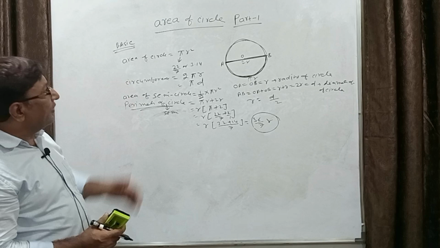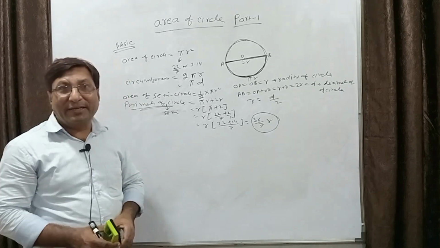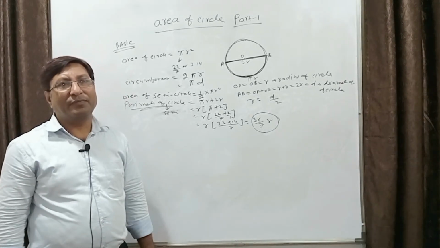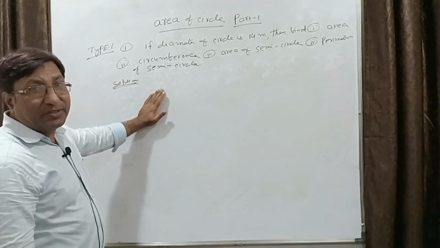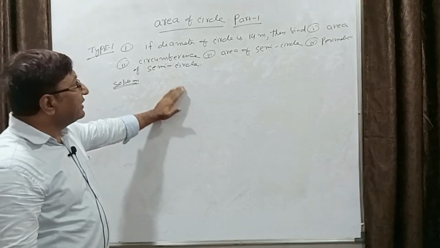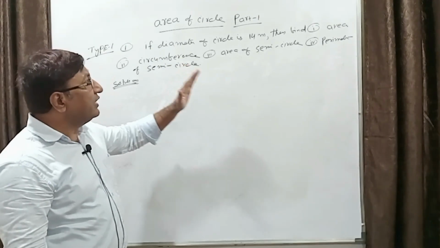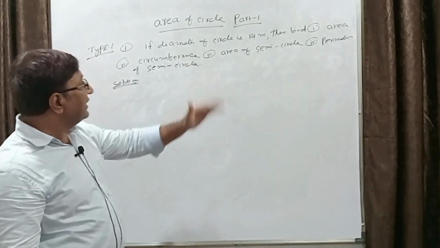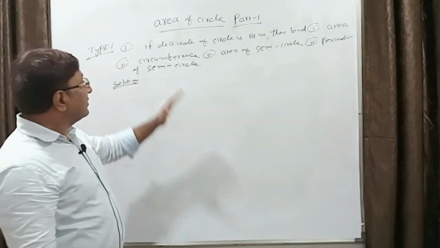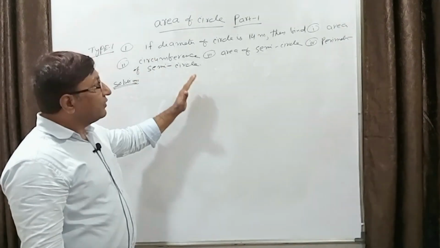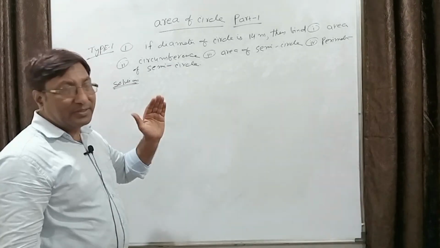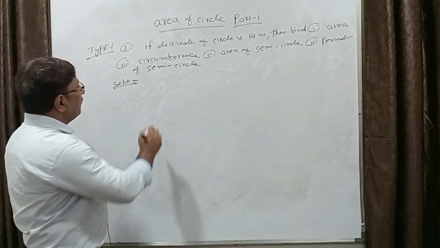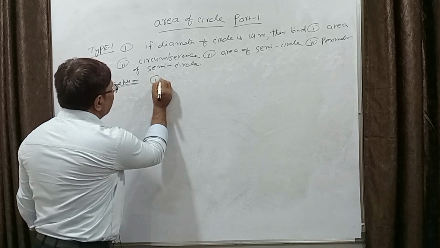Now I am giving the different types of questions related to the circle. Now see type number 1 question. So type 1 question is what? If diameter of circle is given 14 meter, then find area of circle, circumference of circle, area of semicircle and perimeter of semicircle.